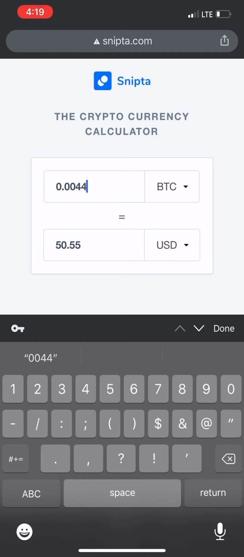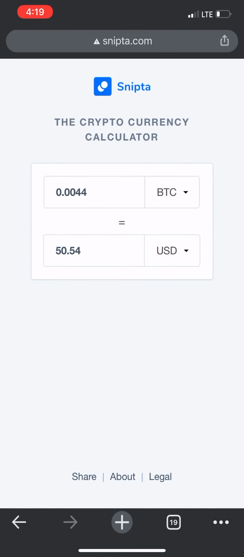So now let me use this example. As crypto traders, our vision is that we are thinking long term. Are you getting my point? We are thinking long term because we believe that any dollar that we are accumulating in bitcoin might turn to $2 or $3 in future. So now you can see that this 0.0044 is worth 50.55 in dollars, at a price of 11,400 and something dollars.